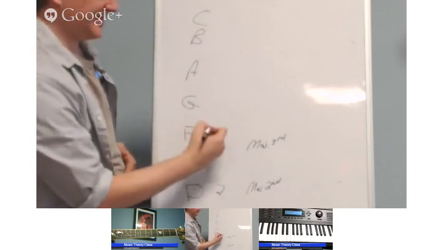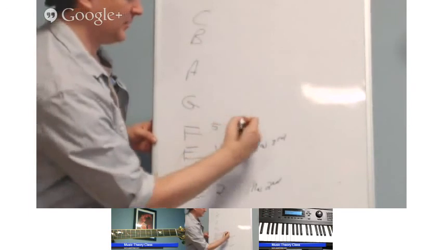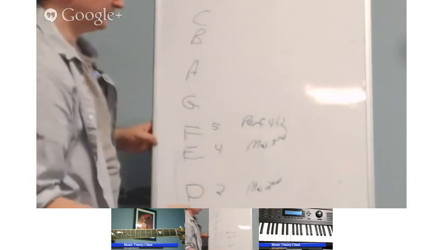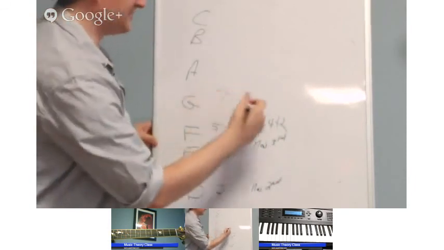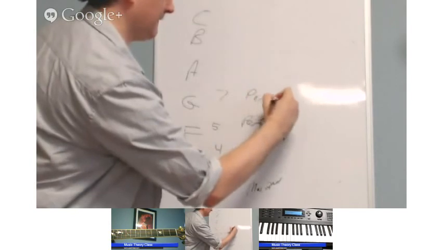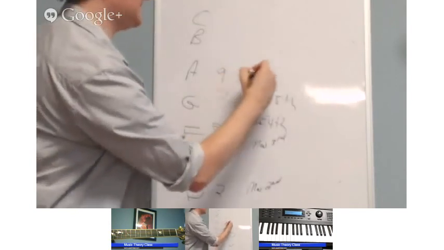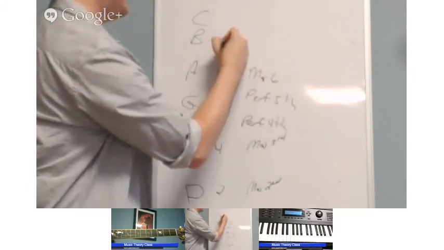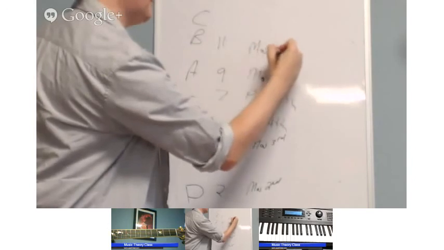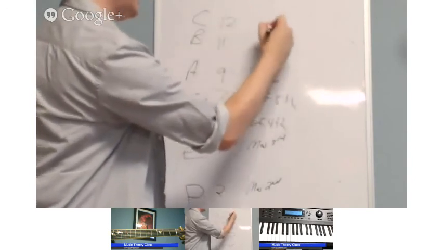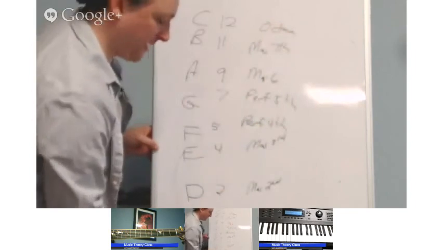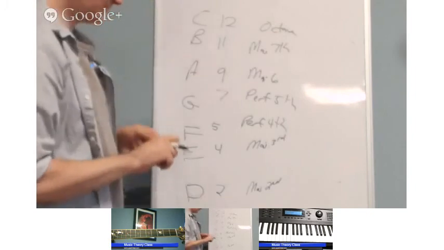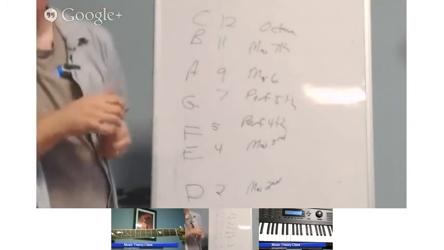So from C up to F is now only 5 half steps. They call that a perfect 4th. From C up to G is 7 half steps. We call this a perfect 5th. 9 half steps is a major 6th. 11 half steps is a major 7th. 12 half steps is an octave. And I, of course, left out at the bottom 0, which is a root. With me so far? So these are the diatonic intervals that we've been looking at.